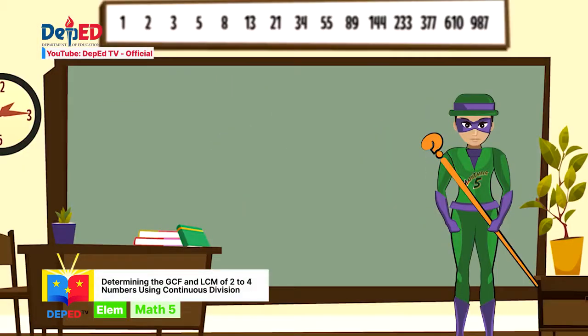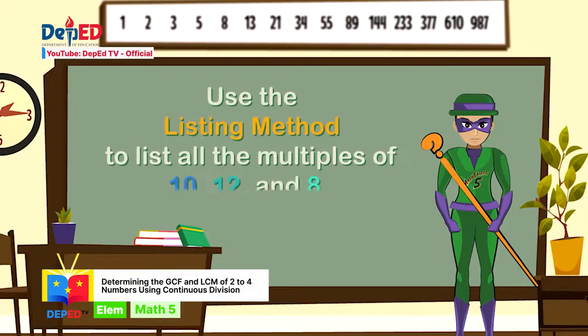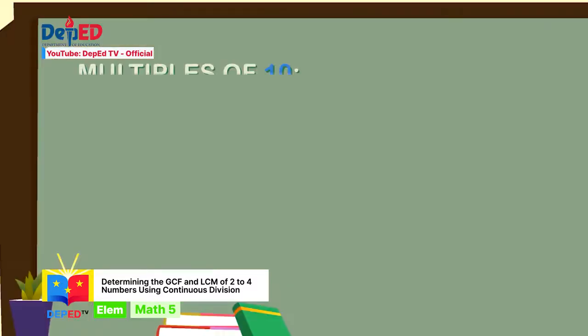Let's check. To check the answer, we can do it by listing all the multiples of 10, 12, and 8. Let's start with the multiples of 10.